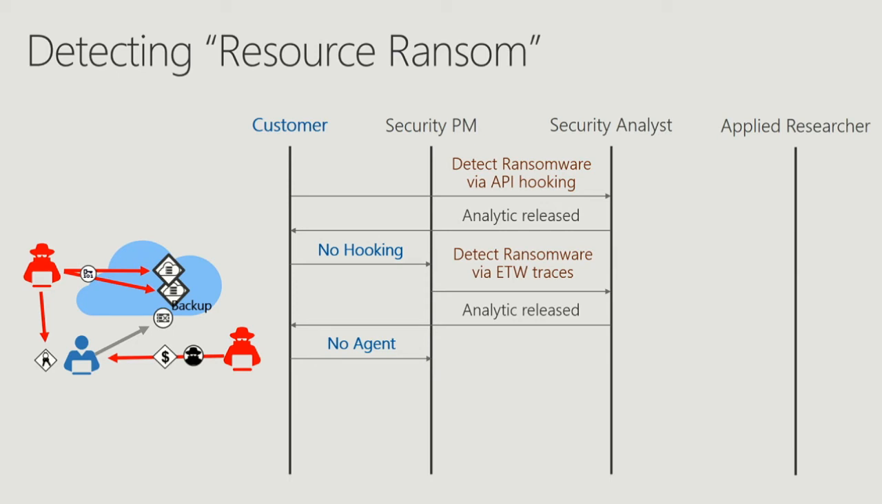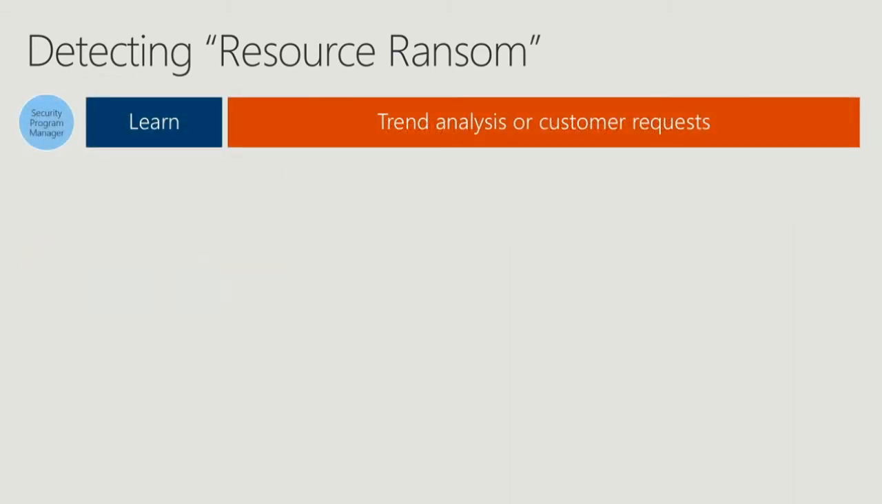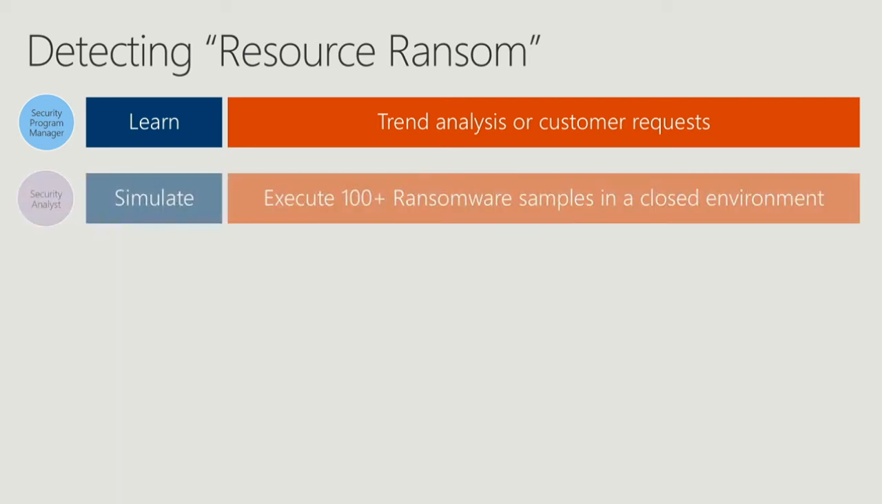Now that's challenging. How would you detect ransomware on a machine without actually being on the machine? And this is where I think this engineering process works really well. We want to detect ransomware using side channel signal. So how does it work? If we dive into the process, we start by learning about this requirement. The security program manager learned about this requirement. He involved the security analyst.